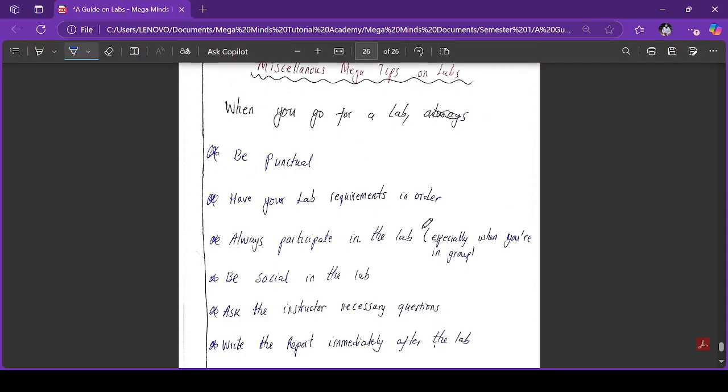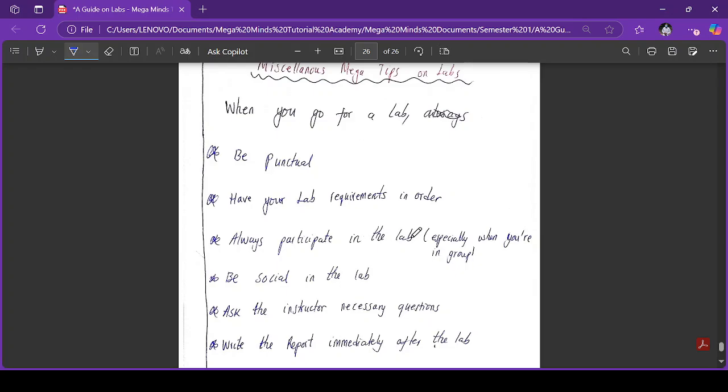When you are going for the labs, number one of the most important things is to be punctual. You don't want to miss out the opening words and the instructions which will be given. So ensure you are always punctual, and then have your lab requirements in order. Will your lab require a thermometer? Will it require graphs? Have everything in order, and then always participate in the lab.